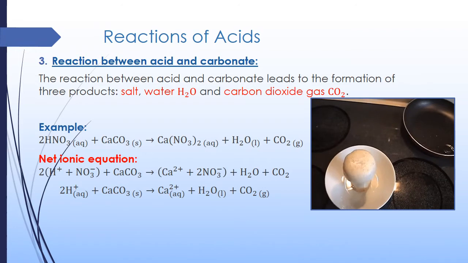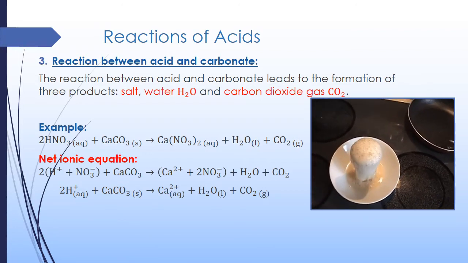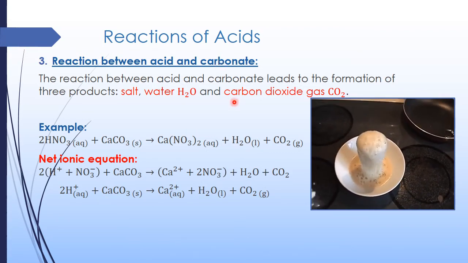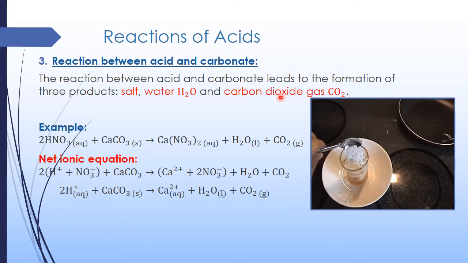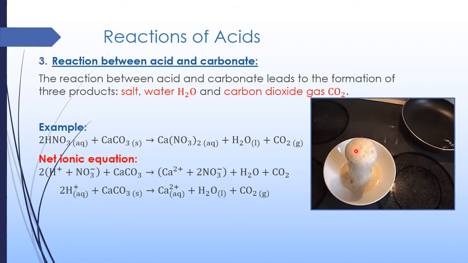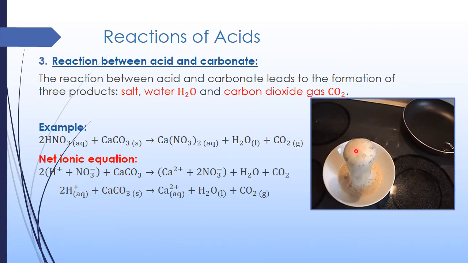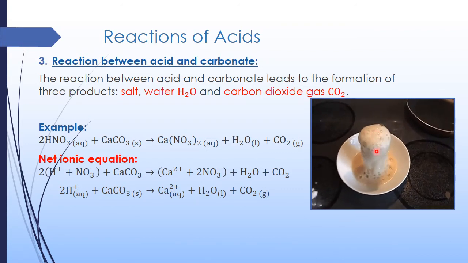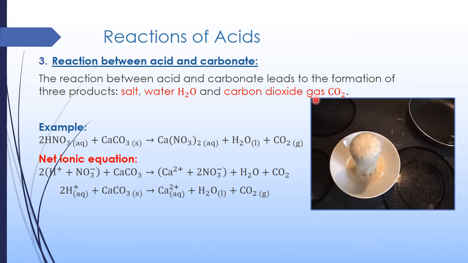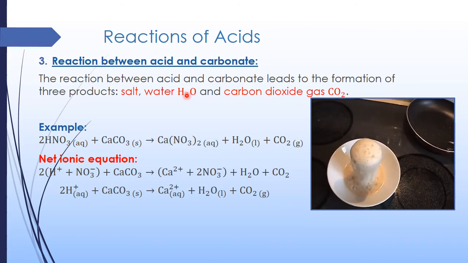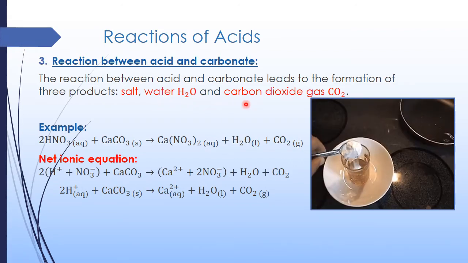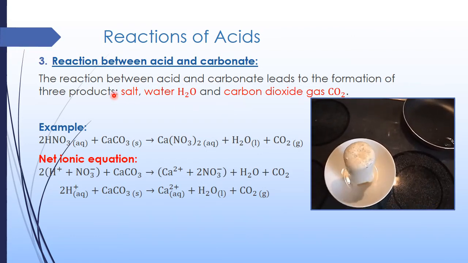The third reaction is the reaction between an acid and carbonate. This reaction produces three products. The first product is carbon dioxide gas CO2. Look at the given figure. Here we have an acid. Upon the addition of calcium carbonate, it produces this effervescence, which indicates the release of gas. The released gas in this case is carbon dioxide gas. The second product is water, H2O. So here the first two products are carbon dioxide and water, and the final product is salt.